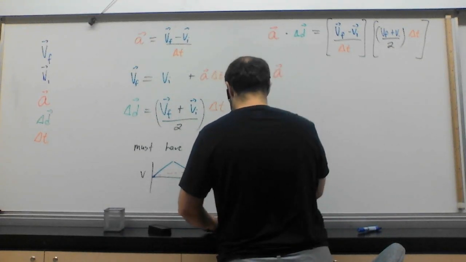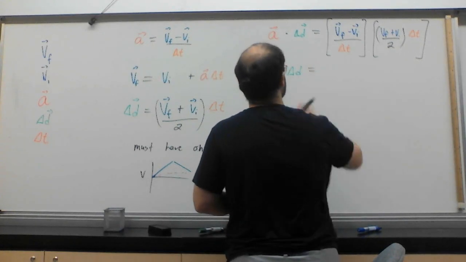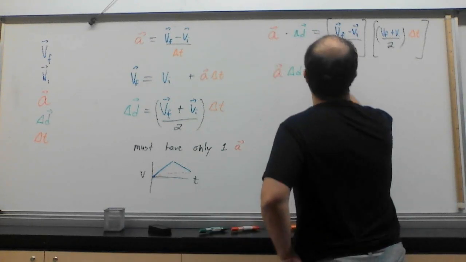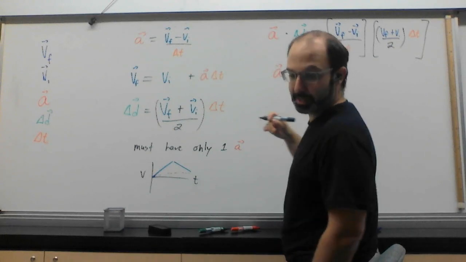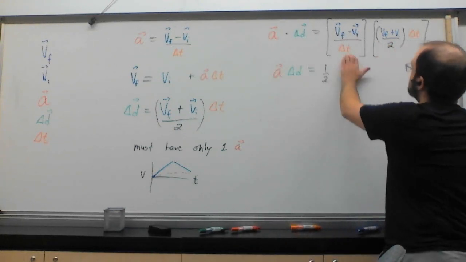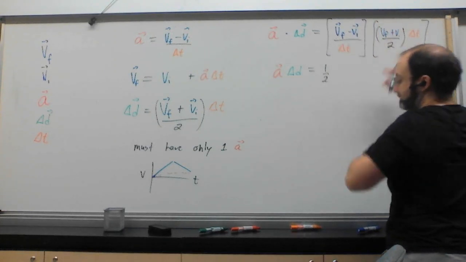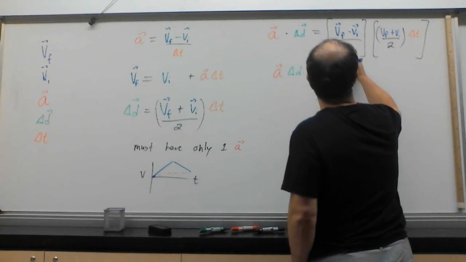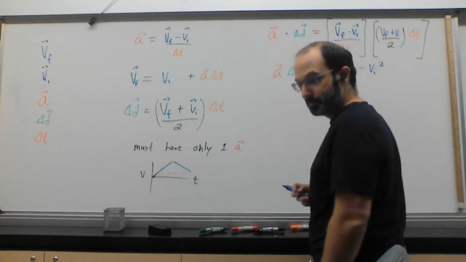A delta D equals, and once we use FOIL and we multiply it all out, we're going to get 1/2 from out here. I'm going to put it out front, and then the times cancel because I got a time on the bottom and a time on the top. And then we're going to FOIL all of that stuff out. And when we do that, what we're going to get is VF squared minus VI squared.